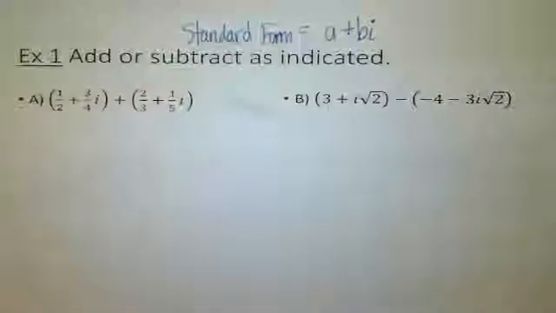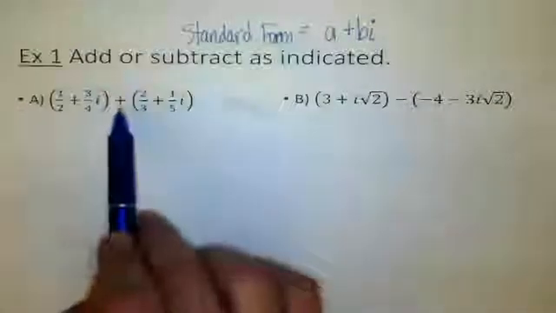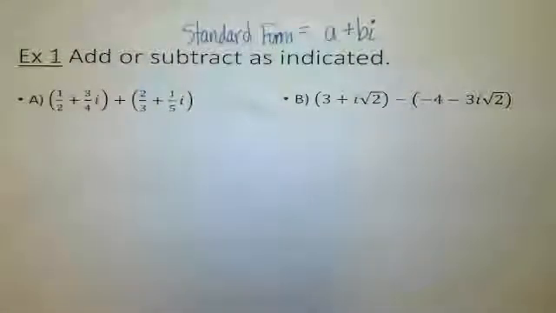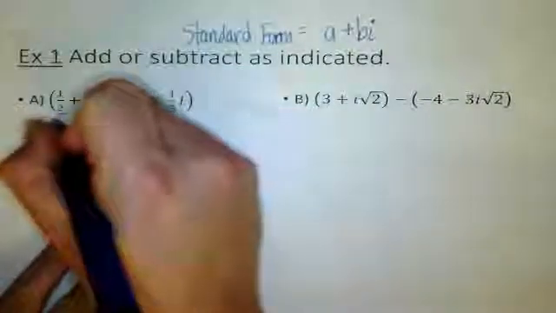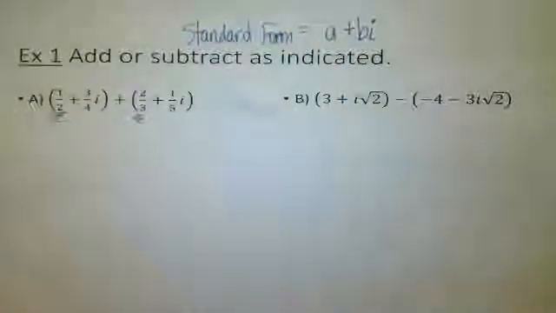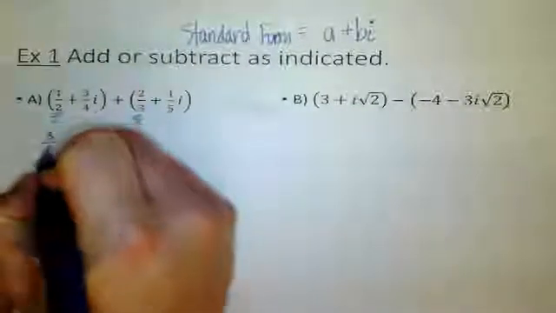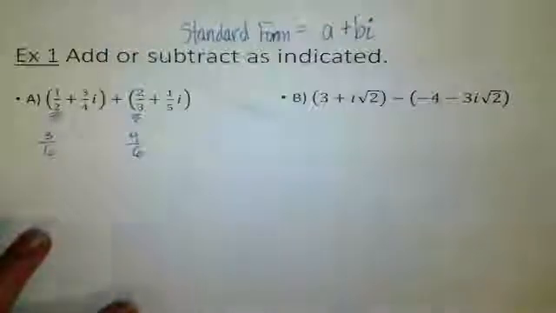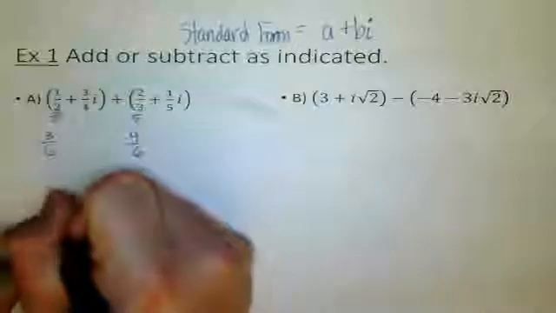Guess what? i's work just like x's. They're like terms. So we're combining like terms, and that's all we're doing. All right, so this says I have one complex number and I want to add this other complex number. Do I need those parentheses? They're not really helping me out. So all we're doing is combining like terms. 1/2 plus 2/3. What do we need there? Common denominator. So it's going to be 3/6 plus 4/6. Okay, and that's going to give me what? 7/6. Okay.